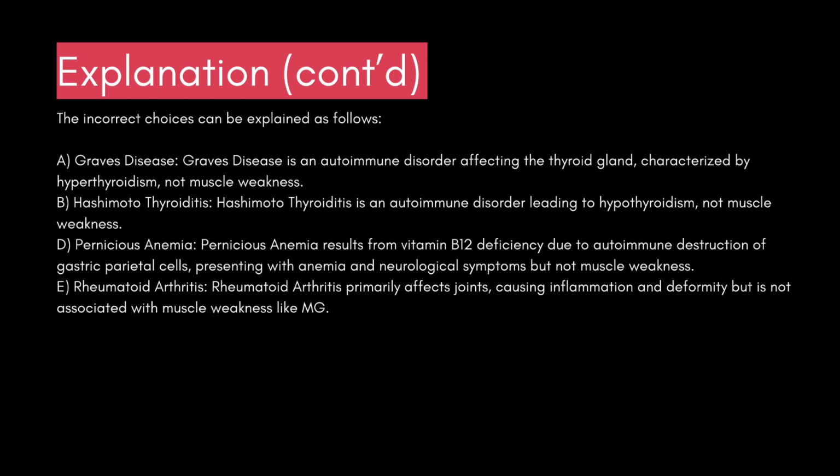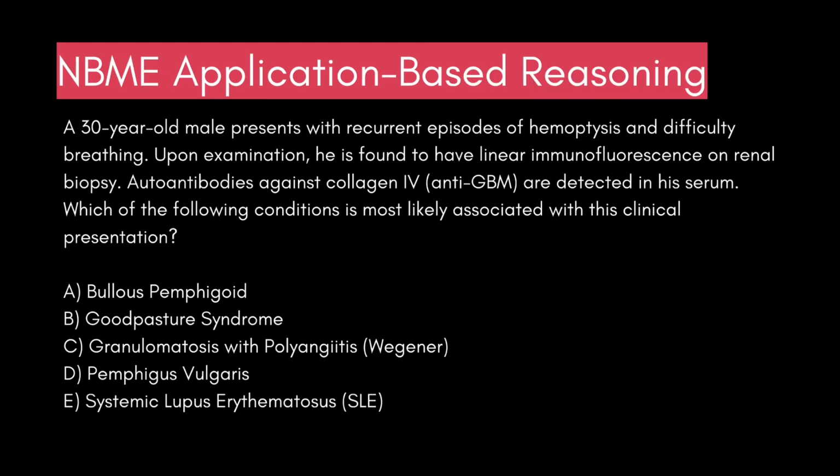Rheumatoid arthritis. Rheumatoid arthritis primarily affects joints, causing inflammation and deformity, but is not associated with muscle weakness like myasthenia gravis. All right, let's go ahead and move on to the next question.